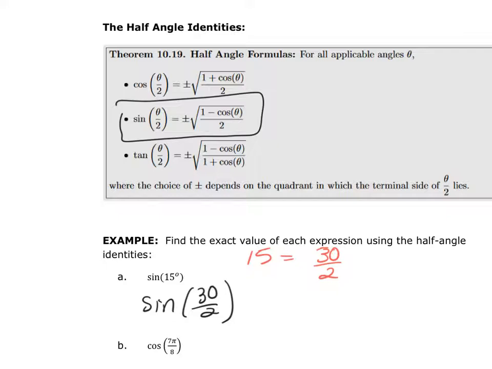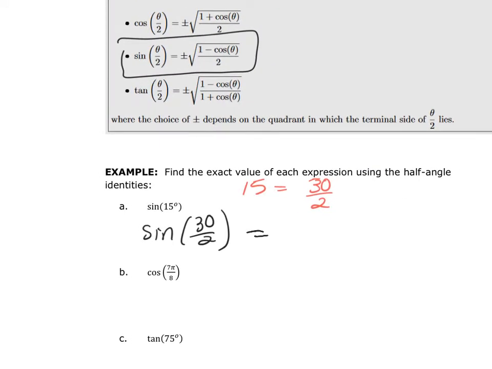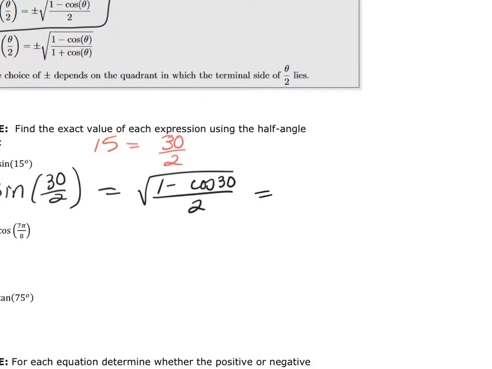And so I can use this formula, and it's going to equal the positive square root of 1 minus the cosine of 30 degrees all over 2. So this is going to equal the square root of 1 minus the square root of 3 over 2, divided by 2.